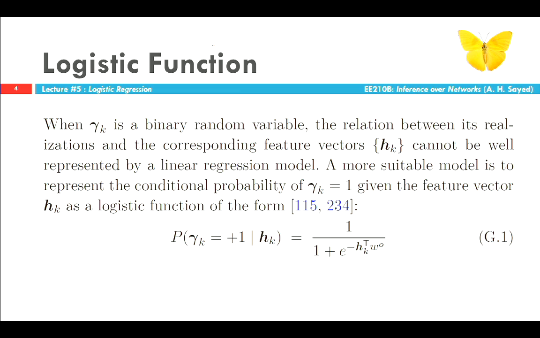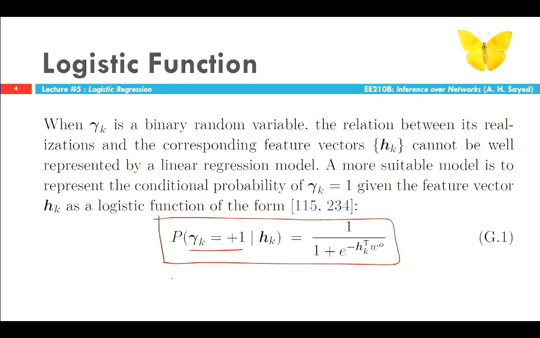So in logistic regression, what we do is the following. We are going to assume that the probability distribution of class 1 given the data is a logistic function of this form. W0 is some parameter vector you don't know. H is your feature vector. And we are going to assume that the distribution follows this logistic distribution. I will show you an example.